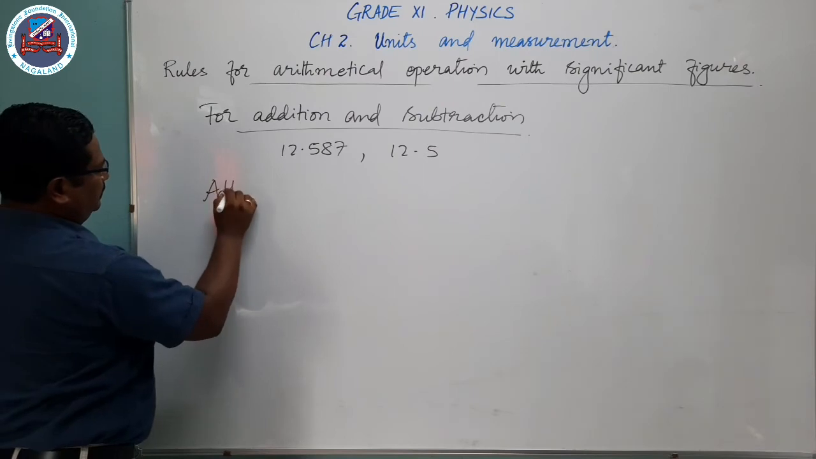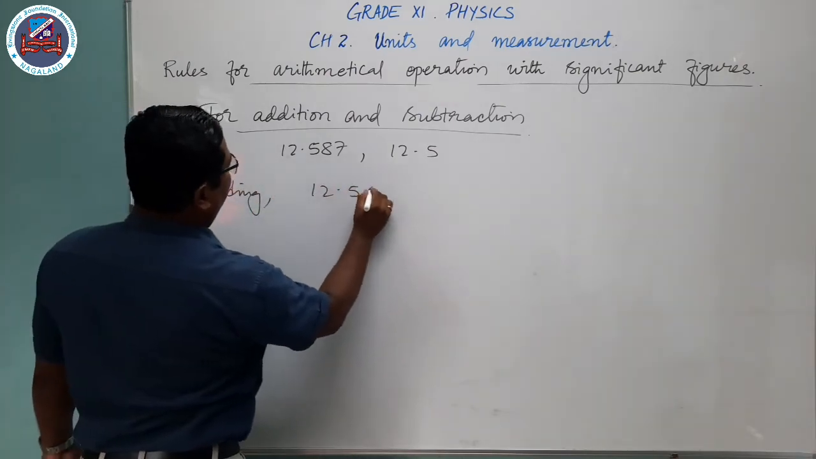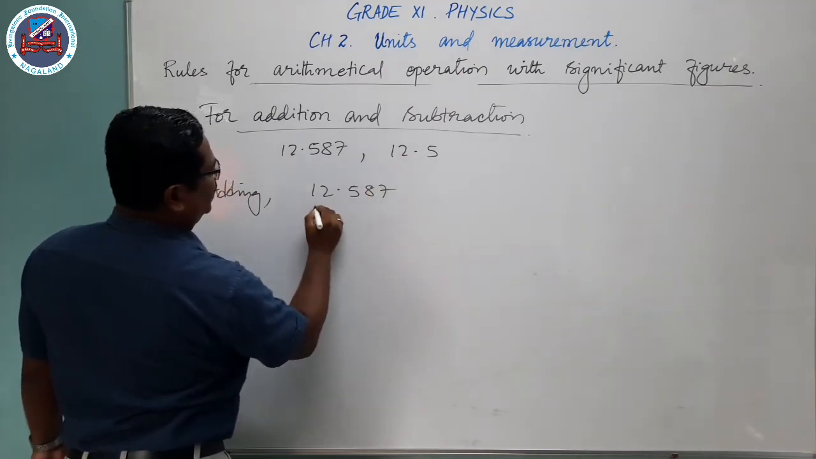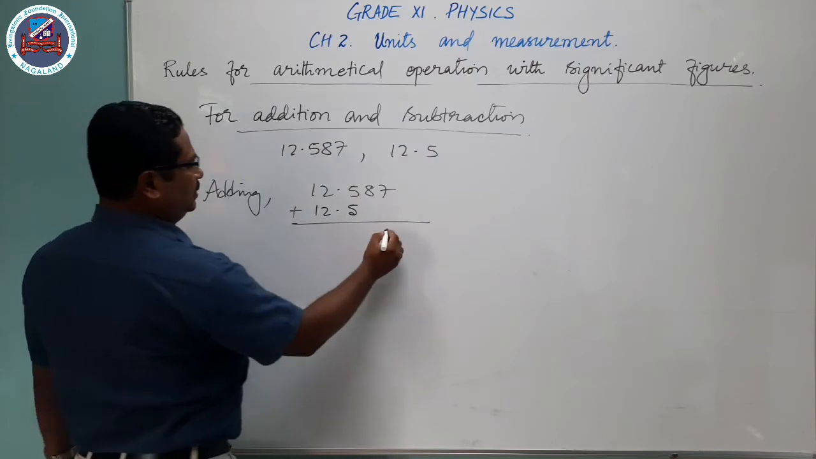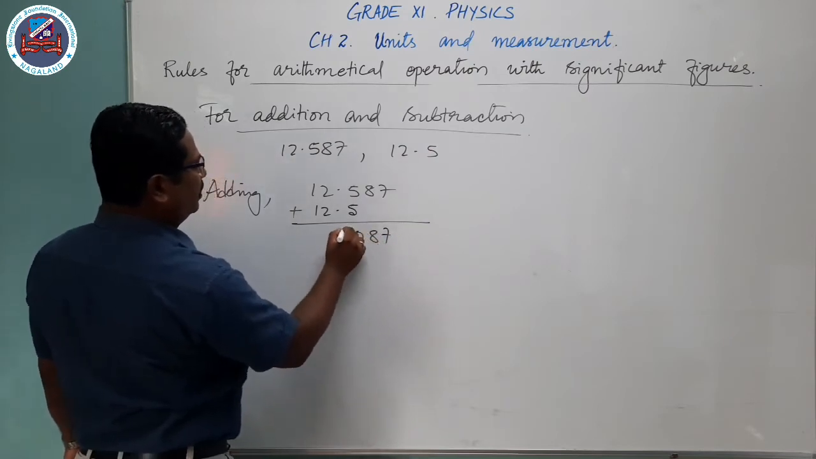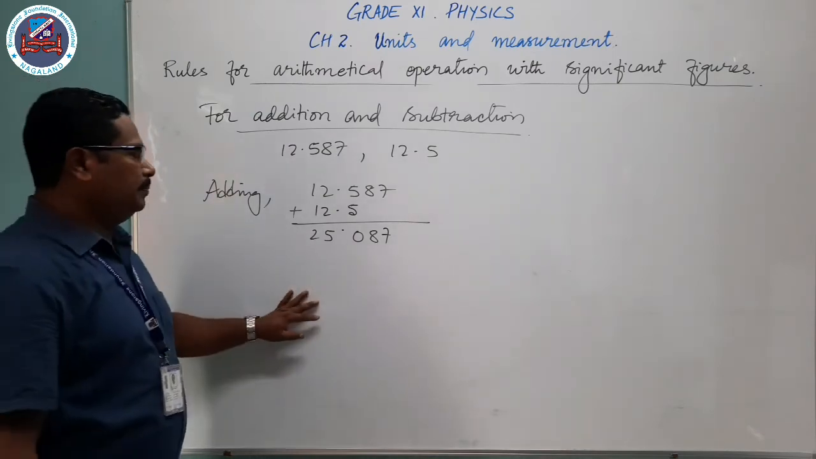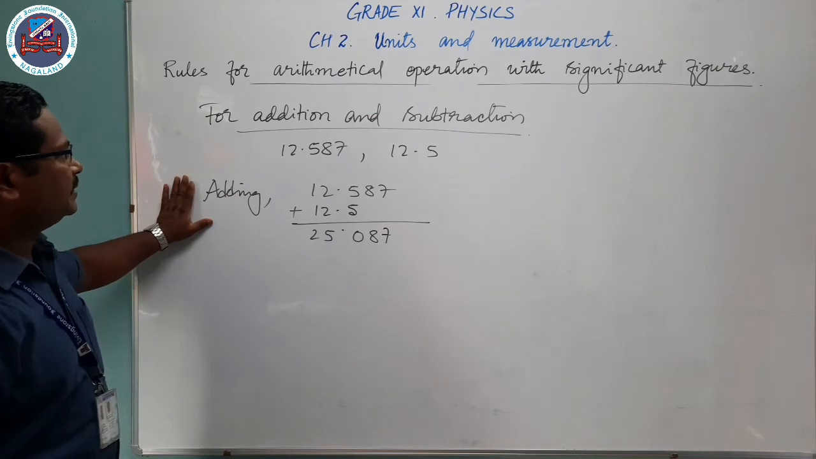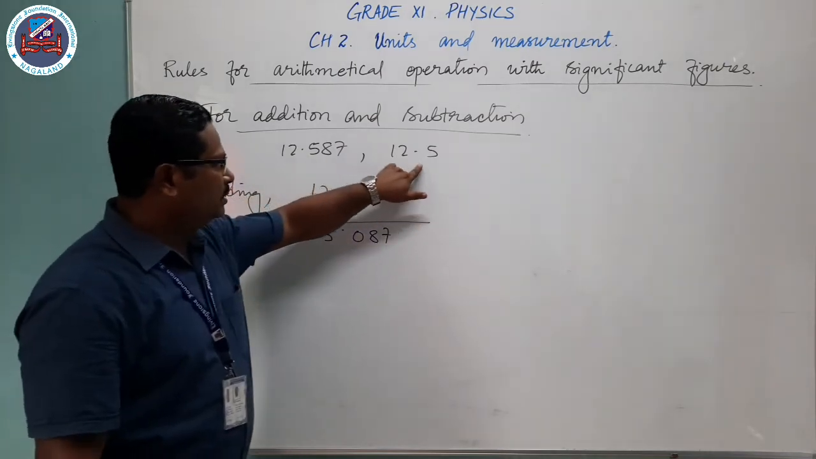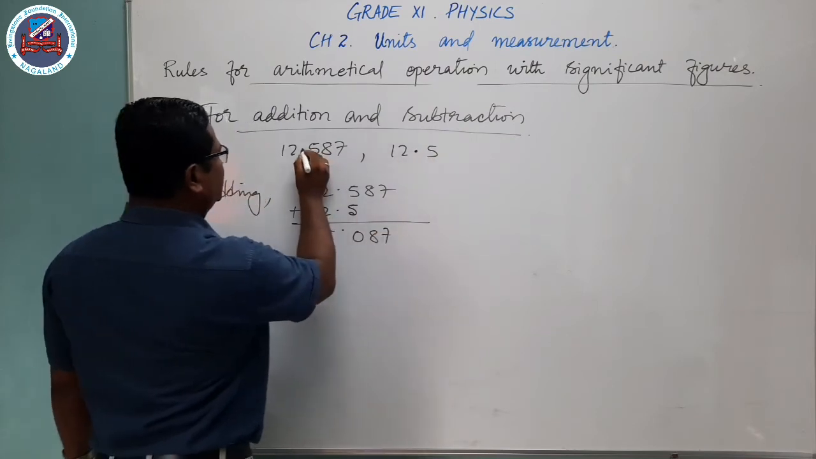Adding. What you have to do is, first of all, add 12.587 and 12.5. After you add, you get 25.087. After you add up, then you have to follow a rule. That rule says like this: out of these two numbers, which has the least number of digits after the decimal.